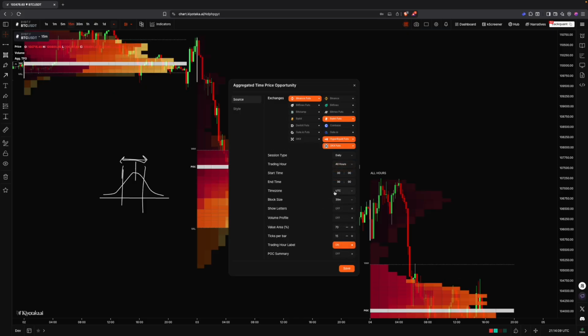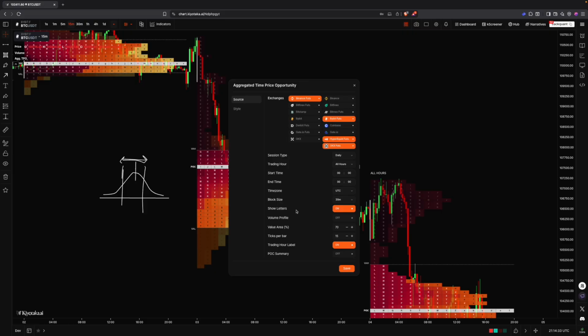Next up, we've got the time zone. So you've got UTC or Eastern time. This might be because I'm located in Eastern time, but I prefer to use UTC anyways because this is a global market, right? And there's exchanges all over the place in different time zones. So this is the standardized metric which exchanges use to govern the clocks in their market.